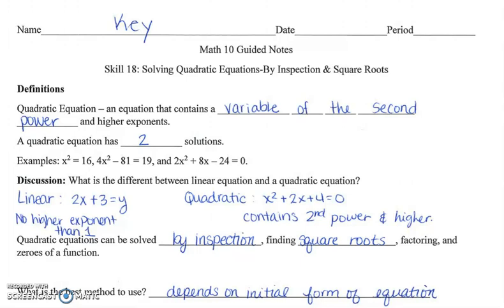Okay? You've got some examples of quadratic equations. So x squared equals 16, 4x squared minus 81 equals 19, 2x squared plus 8x minus 24 equals 0. So you can see those x squares and all of those. That's what makes those quadratic.